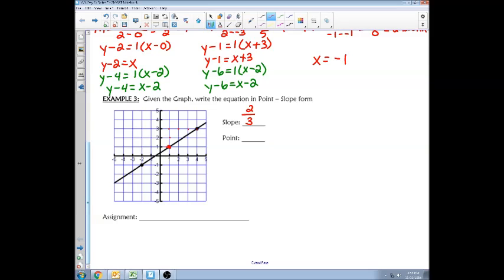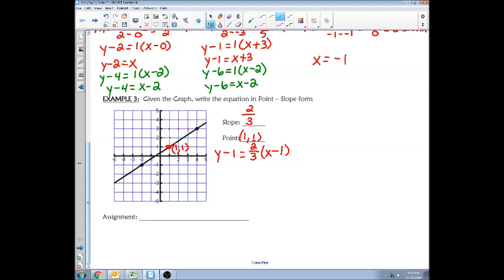So the first one's going to be this red one. That point is 1, 1. So my point is 1, 1, right? So to write my point slope form, it would be y, opposite of my y value, which is this one, is equal to my slope times x, opposite of my x value, so negative 1. That would be the first way I could write it.